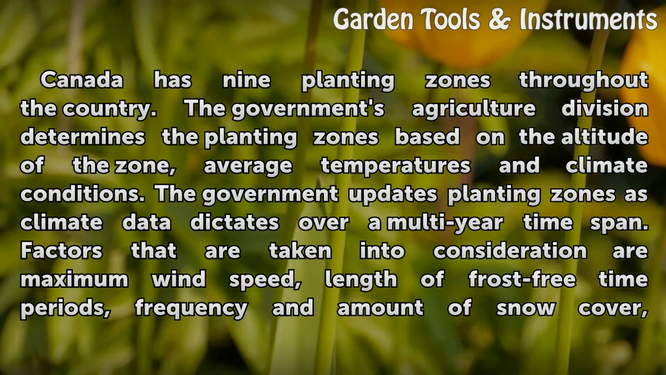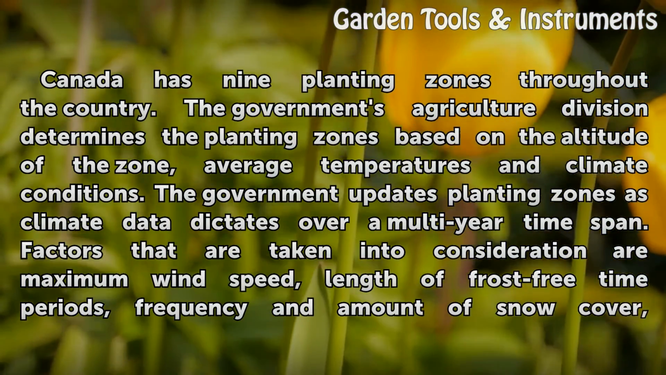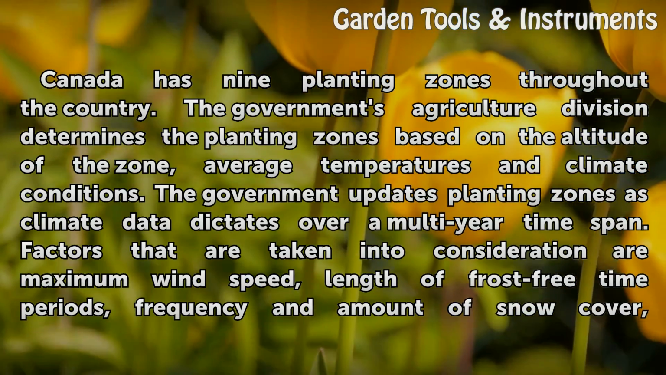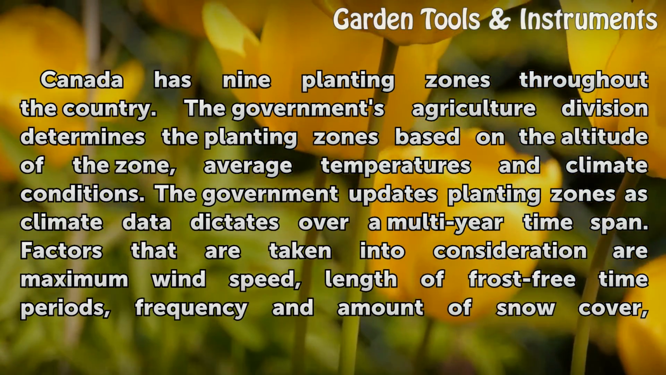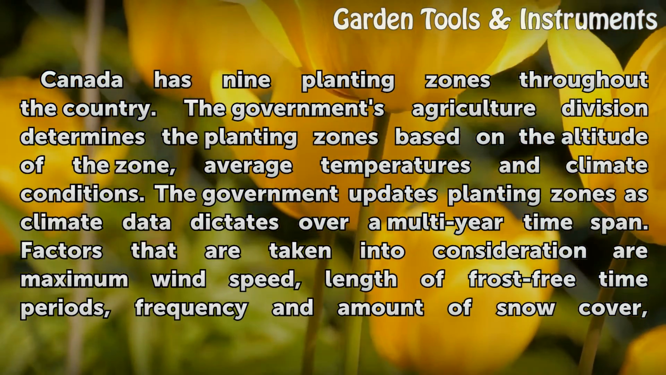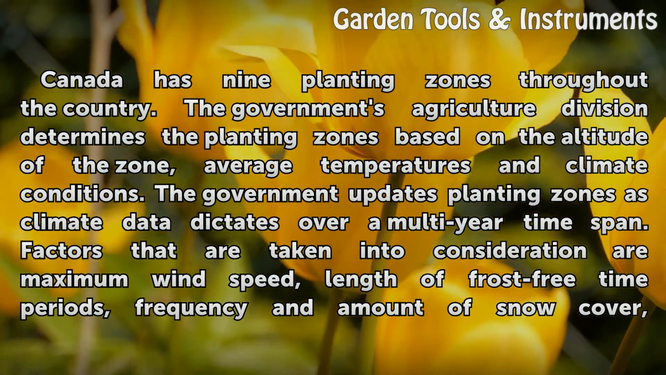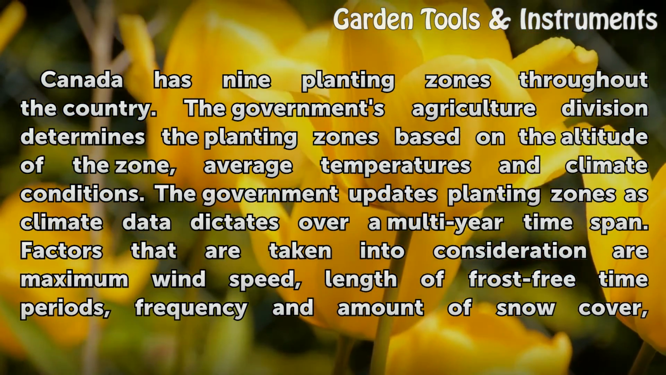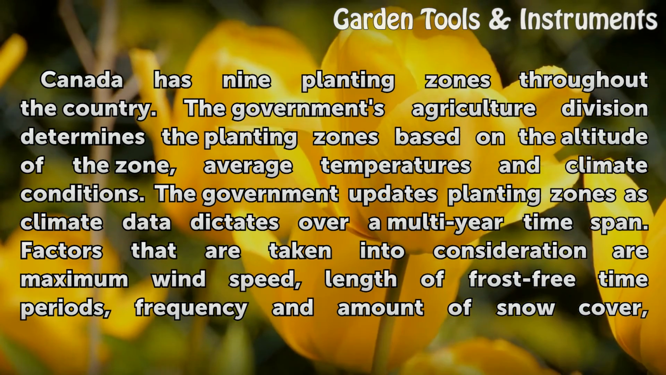Canada has 9 planting zones throughout the country. The government's Agriculture Division determines the planting zones based on the altitude of the zone, average temperatures and climate conditions. The government updates planting zones as climate data dictates over a multi-year time span.